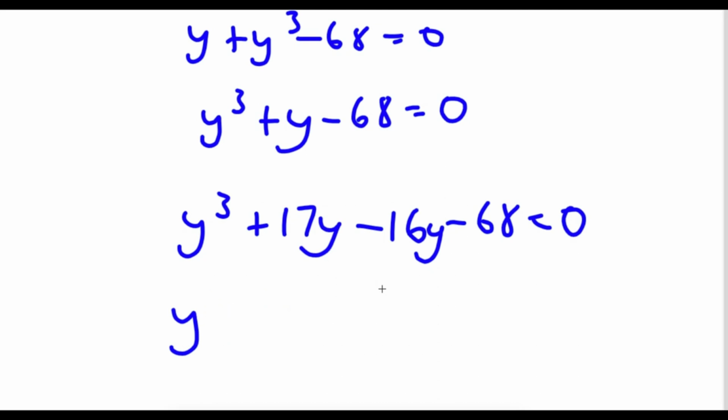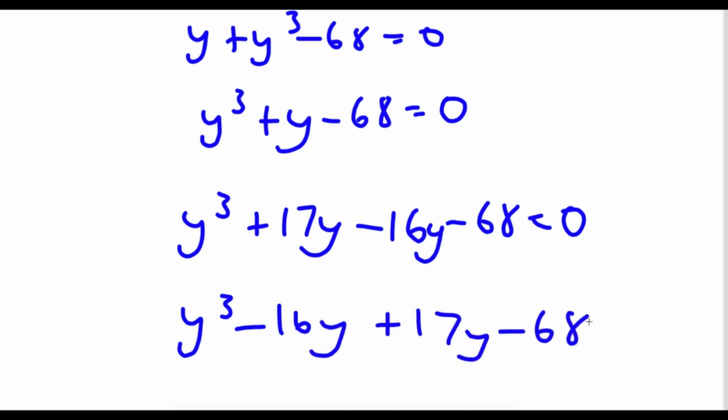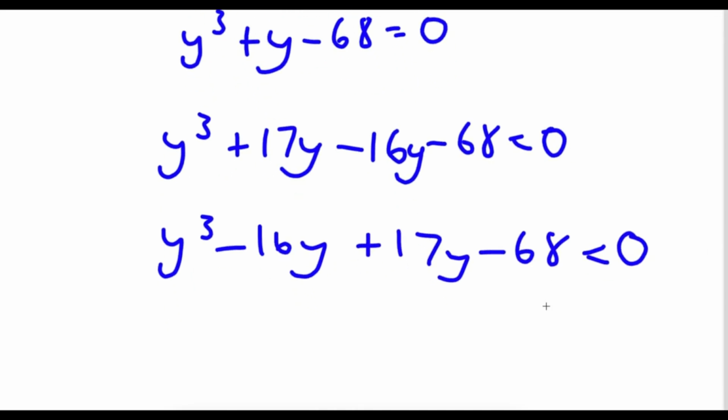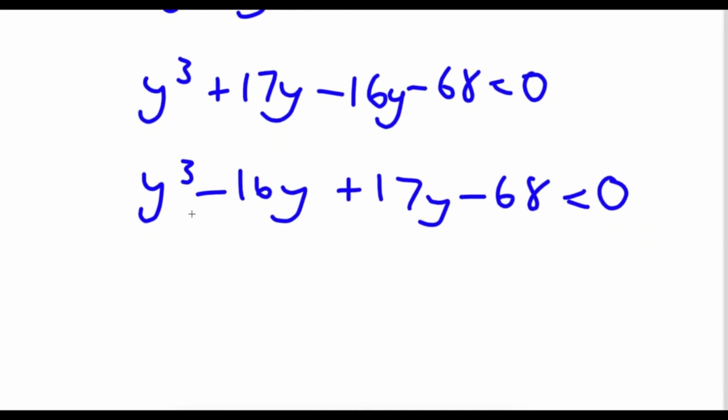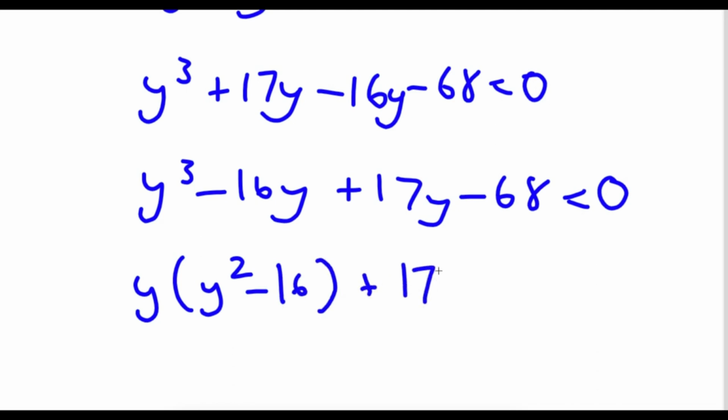Sorry, I made a mistake. Before doing that, I'm going to first rearrange the order. So now I'll have y to the power of 3 minus 16y plus 17y minus 68 is equal to 0. Now I'm going to factor by grouping. So from y to the power of 3 minus 16y, I'm going to factor out y. y to the power of 3 divided by y is y squared, minus 16y divided by y is 16. Then I have plus 17y minus 68.